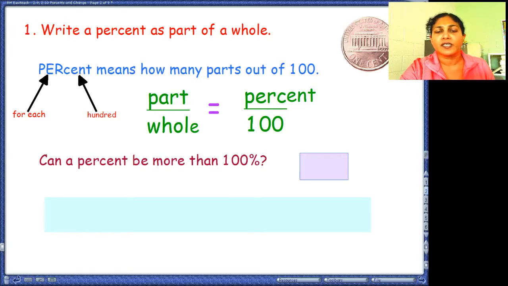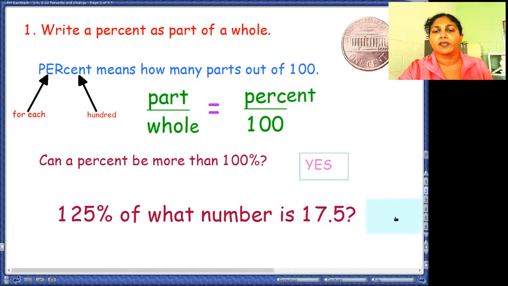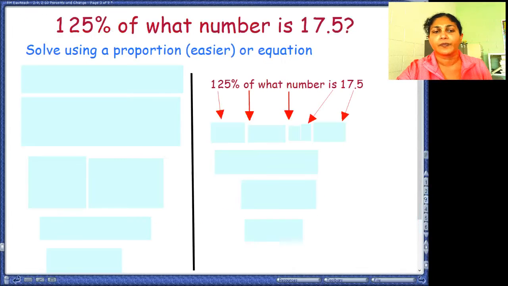So can a percent be more than 100? And the answer is yes, of course. So let's take a look. 125% of what number is 17.5? Think about it. We're going to work on it on the next slide. So 125% of what number is 17.5?